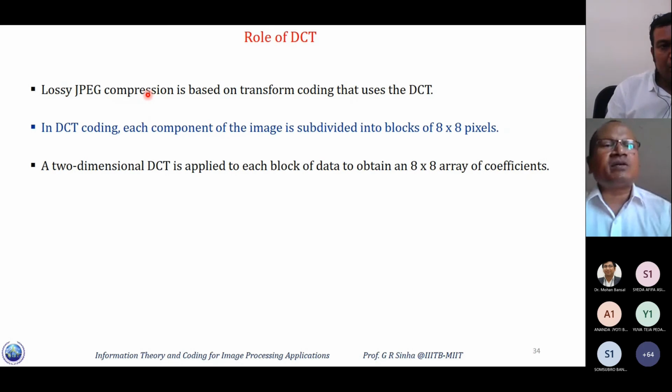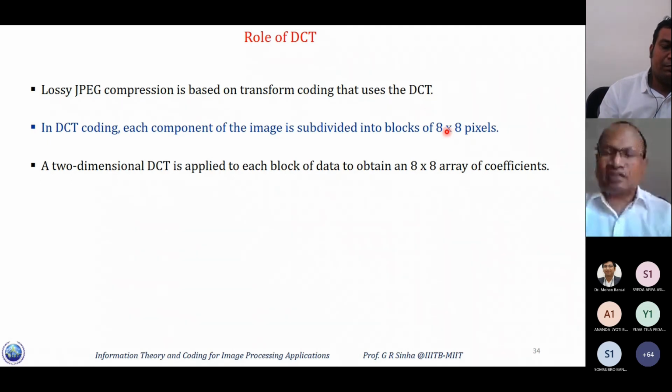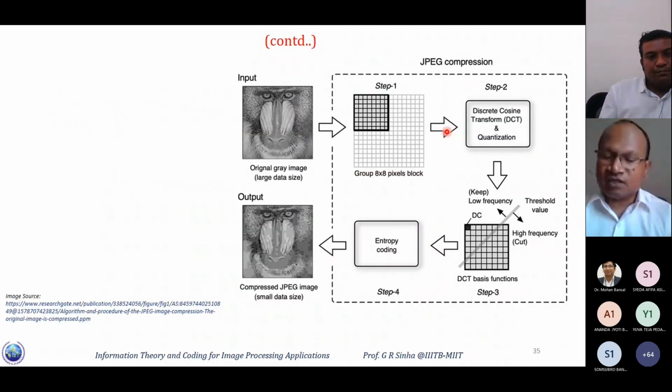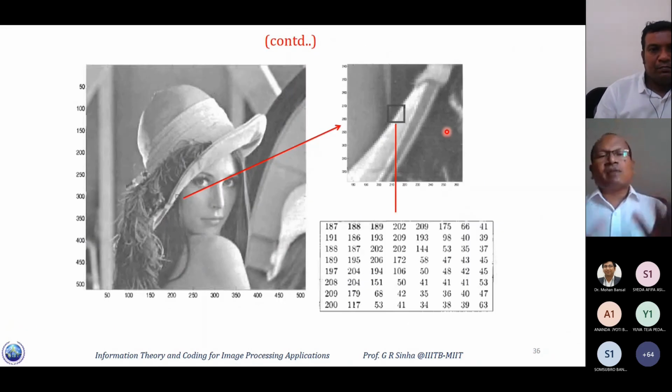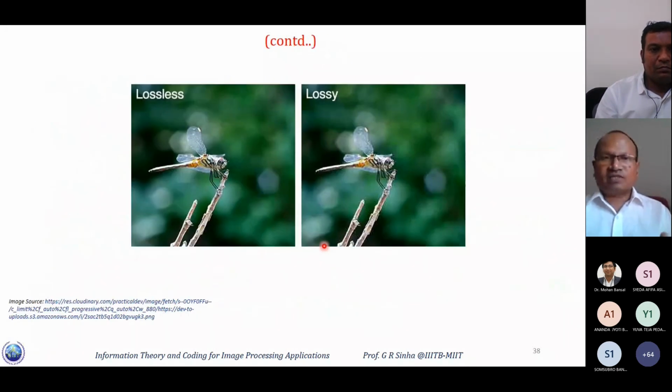Lossy JPG compression is based on transform encoding that uses DCT. In the DCT, we choose smaller blocks and then 2D DCT is applied to all those blocks. We calculate the DCT coefficients. You see what happens with the example. There is an image, you choose a smaller block, it has certain intensity values, certain grayscale values. But we do not work directly on grayscale values. So what do we actually do? We compute the DCT, and I will come to that after some time.